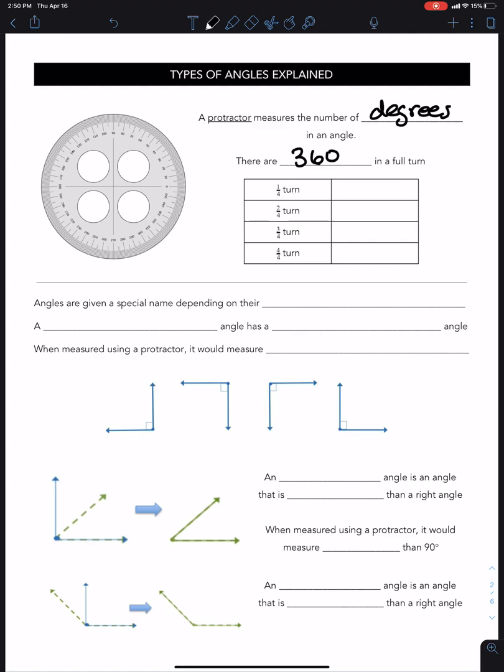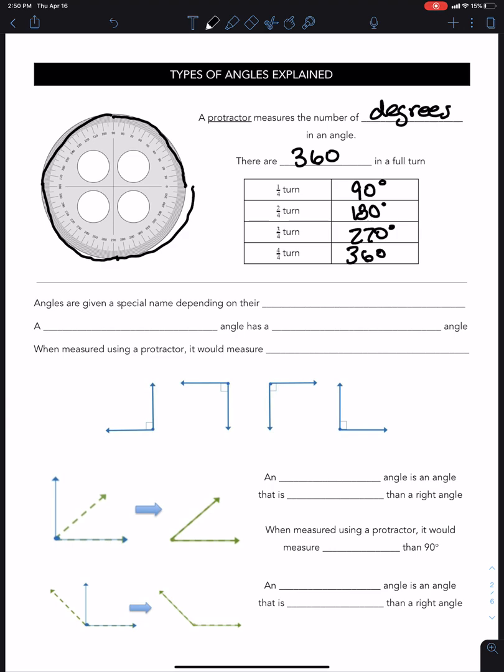But let's look what happens if we go like a quarter turn. So if I start here at 0 and I go around this protractor and I do a quarter turn, it stops at 90. So a quarter turn would be 90 degrees. A half turn would be 180. You might have heard some people talk about doing 180s, like if their car skids out or something like that. And then 3/4 of a turn would be 270. And 1 full turn would be 360 degrees.